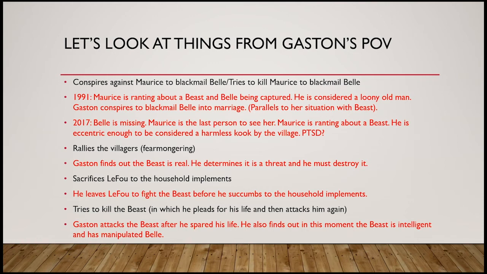In the 2017 version, Belle is missing. Maurice is the last person to see her. Maurice is ranting about a beast, and he's eccentric enough to be considered a harmless kook by the village. So when Gaston tries to kill him, I think a couple of things are going on. We're seeing that Maurice has information and isn't giving it to him. Specifically, he's not telling him where this quote-unquote beast is. So for all Gaston knows, Belle is hurt or dying somewhere in the forest, and Maurice is withholding information.